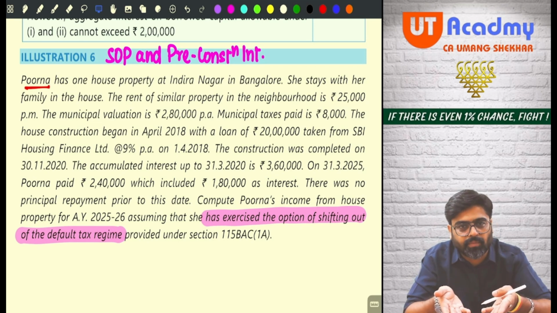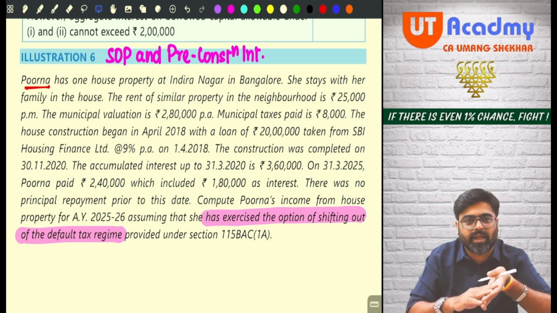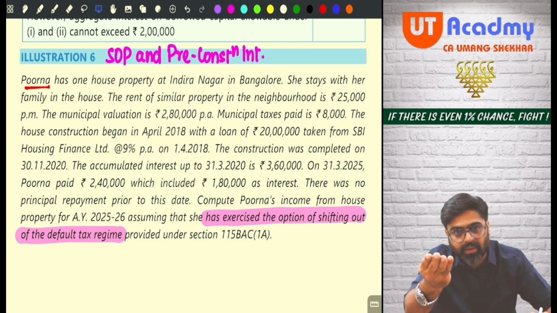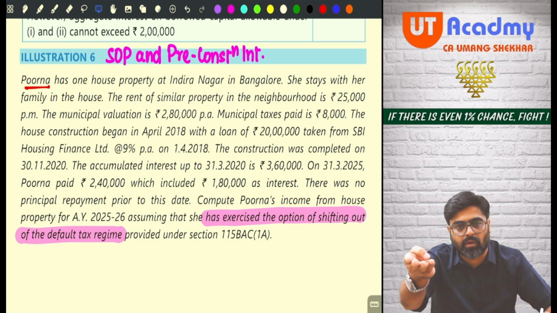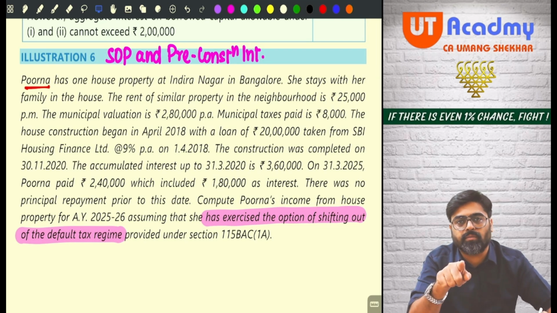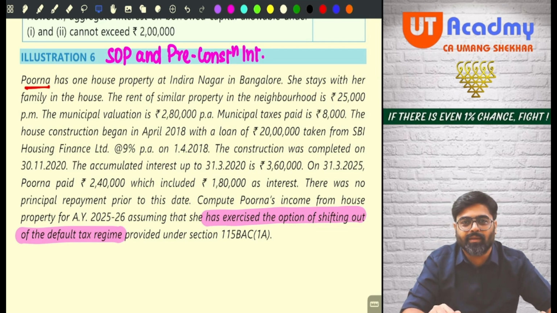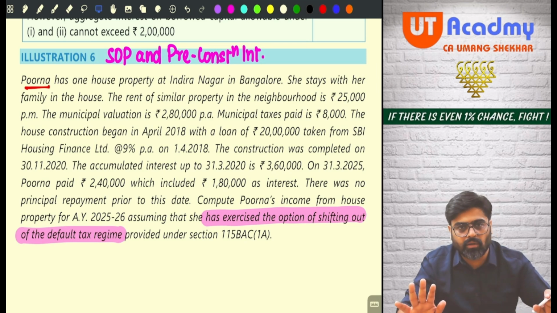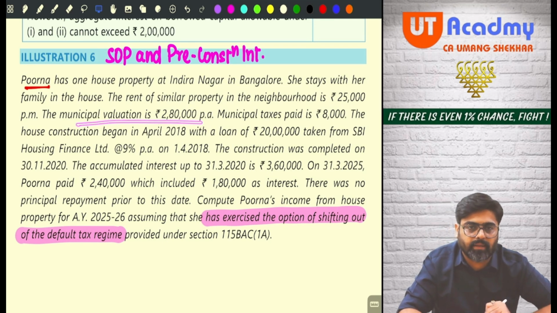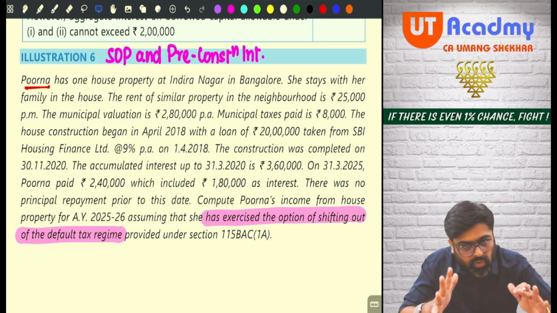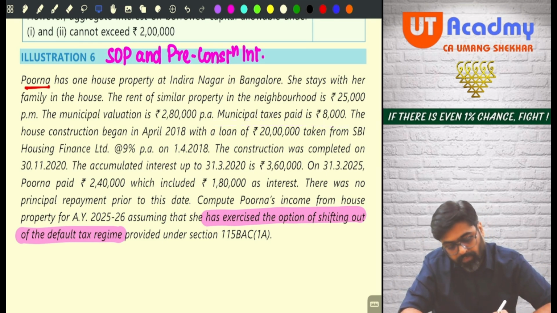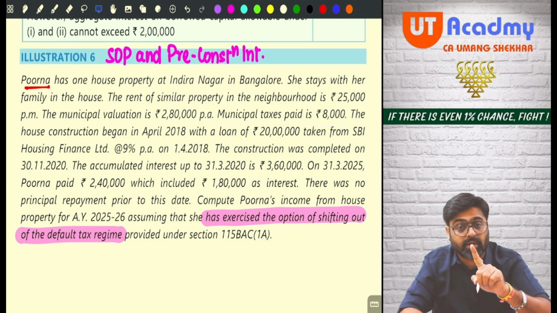If the property is SOP, fair rent, standard rent, municipal tax, whatever given for this property will become irrelevant for me. Even the municipal taxes paid for this property will not be allowed as a deduction. So why they have given? They have given all such information to confuse you. Getting my point? So don't get yourself confused. Okay? Come on. Municipal value is 2,80,000 per annum. No use. Municipal tax is 8,000. No use because the property is SOP. Now, whatever information is there, this is important.